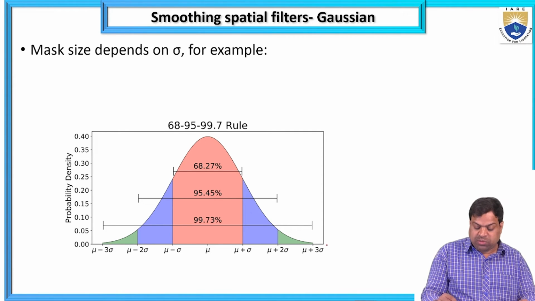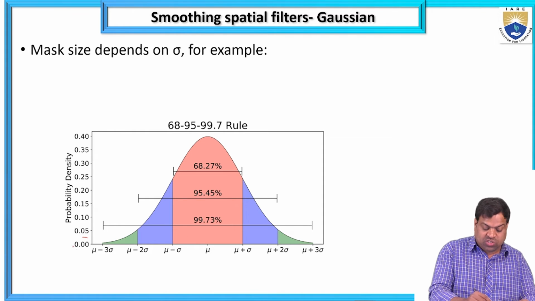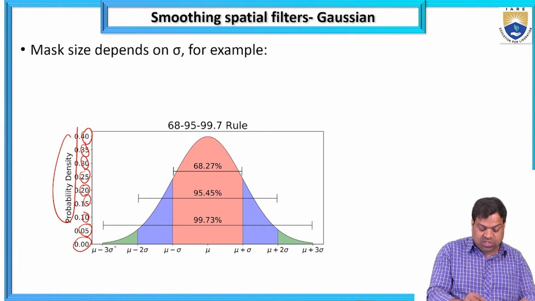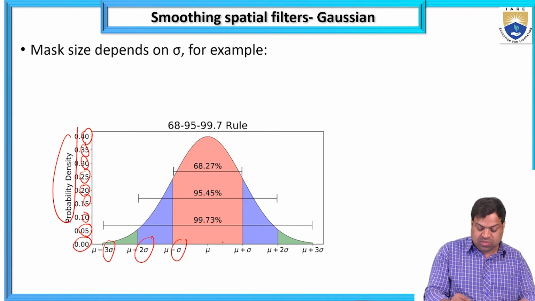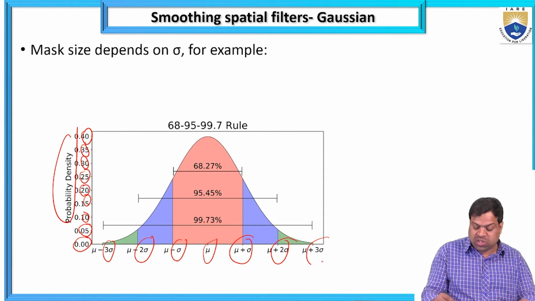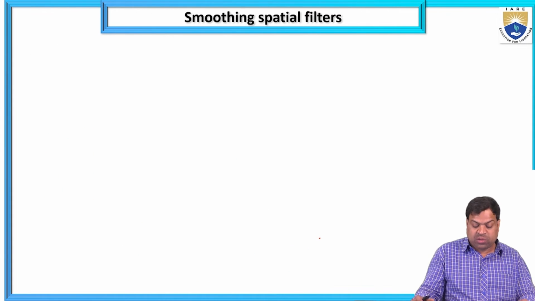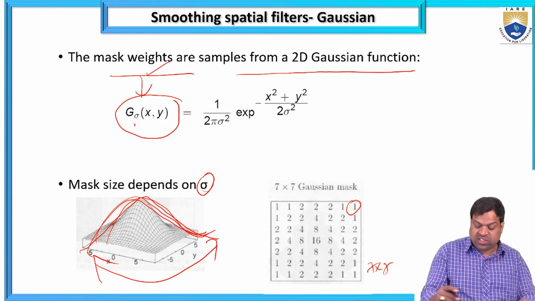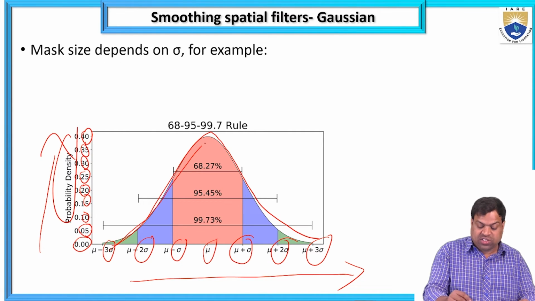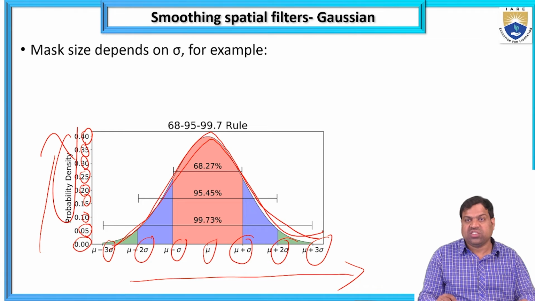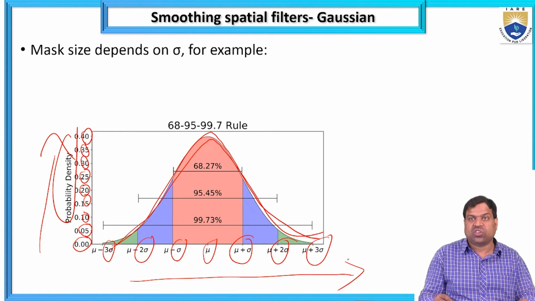For example, here I am taking the probability density. Here the sigma values: mu plus sigma, mu plus 2 sigma, mu plus 3 sigma. So here the sigma values are increasing. If the sigma values are increasing, then the height also changes. In the previous one also, as sigma value increased, the mask size increased. Okay, so mask size depends on your sigma value.